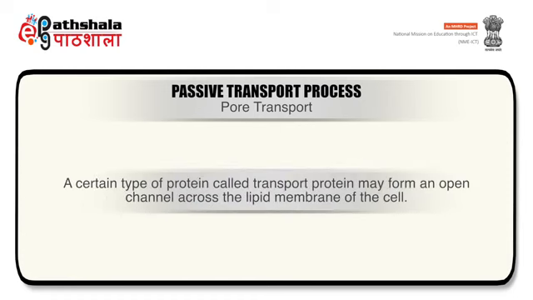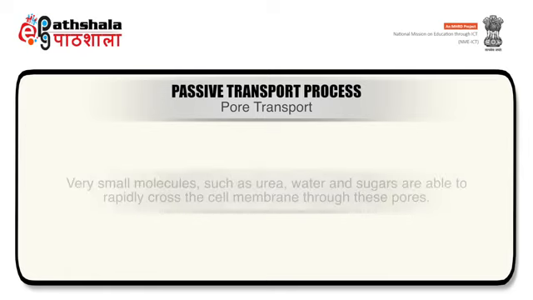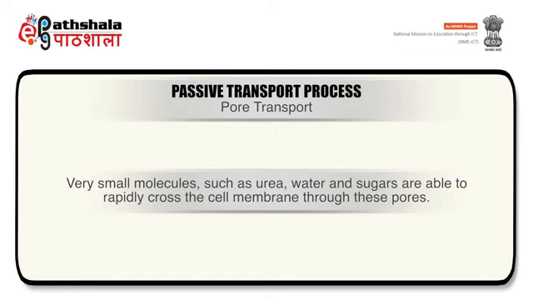A certain type of protein called transport protein may form an open channel across the lipid membrane of the cell. Very small molecules such as urea, water and sugars are able to rapidly cross the cell membrane through these pores.